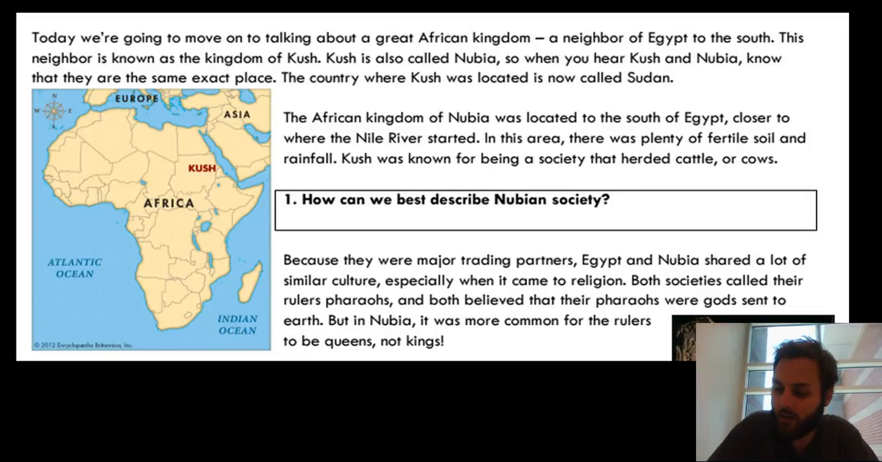The African kingdom of Nubia was located to the south of Egypt, closer to where the Nile River started. In this area, there was plenty of fertile soil and rainfall. Kush was known for being a society that herded cattle or cows.